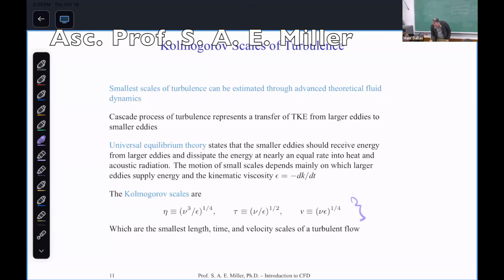And you can download the paper. And if you don't have it, I have it in Russian and English. Just send me an email. I'll email it to you. It's the most celebrated statistical theory of turbulence.